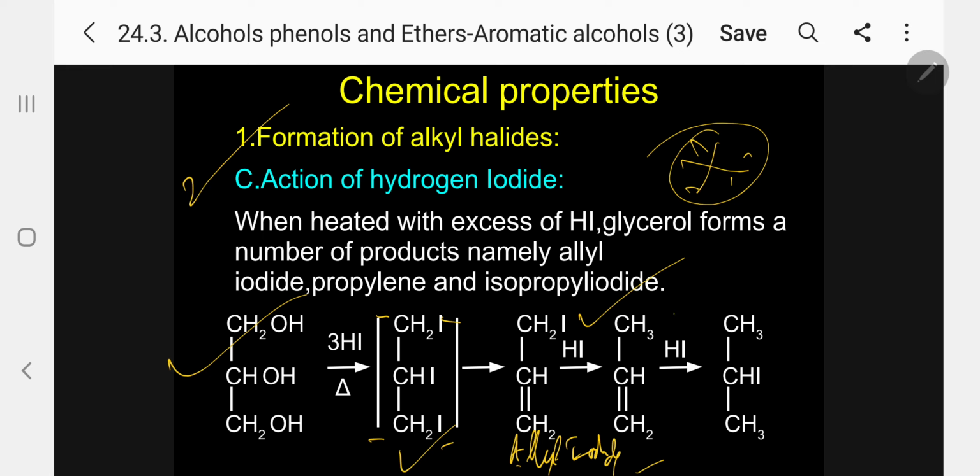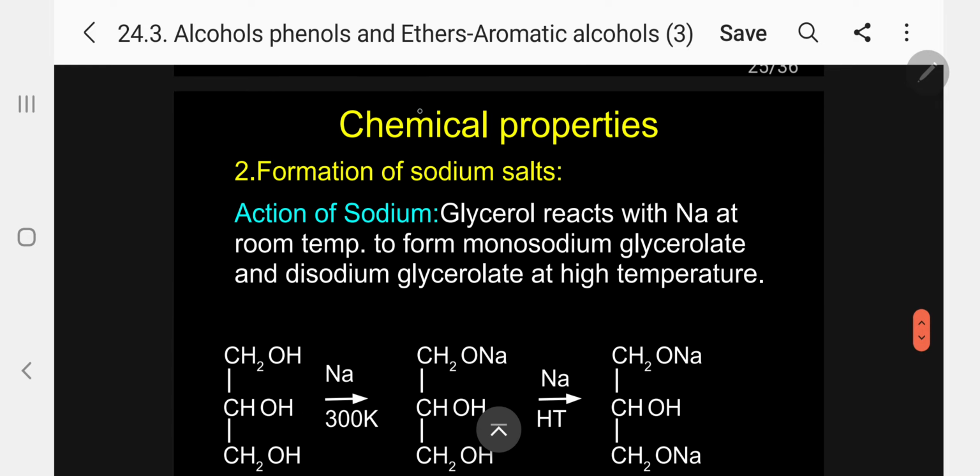1-propene. And further it reacts with HI, forming 2-iodopropane. So the final product is 2-iodopropane. That is the action of hydrogen iodide. Please follow. Next one.